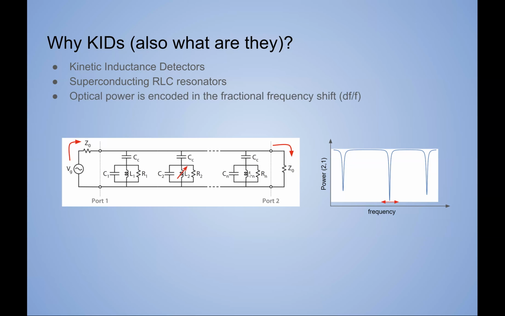It's resonating with the feed line when you're putting in power at its resonant frequency, hence these dips in transmitted power. And so the way we actually see photons, the way we see optical power, is that it gets encoded in the fractional frequency shift, because what happens is you focus light onto this inductor. Through some processes in the superconductor, it changes the inductance and shifts its frequency through like 1 over root LC.